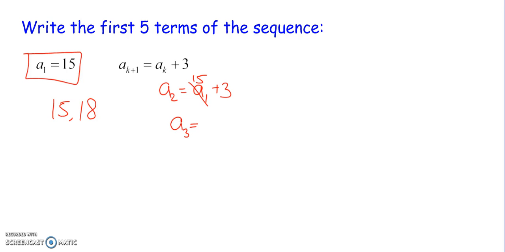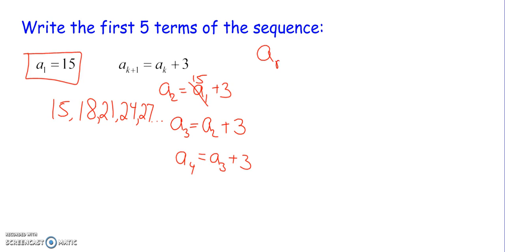To get A3, I need to do A2 plus 3. So I know A2, I just found that out, that's 18. My next value is 21. To get A4, again, I need to use A3, because it's A3 plus 3. Now, some sequences can be written both recursively and using a formula, which we stated before. You could look at this whole sequence and say, oh, that's a pattern of going up by 3.